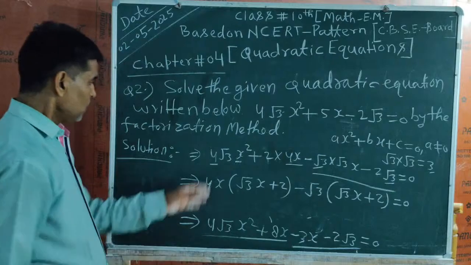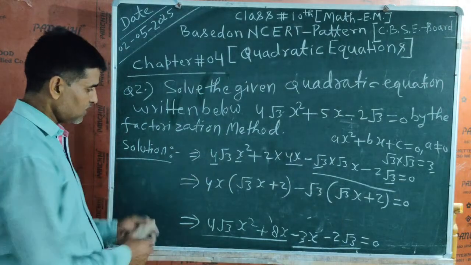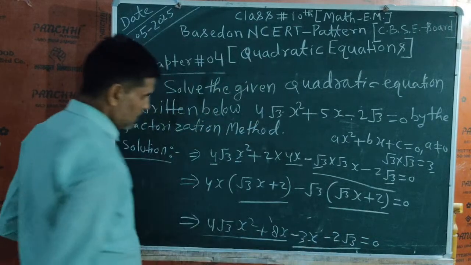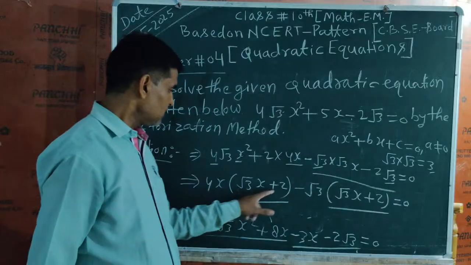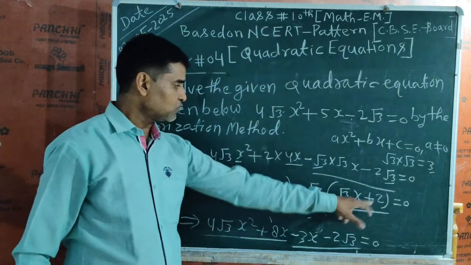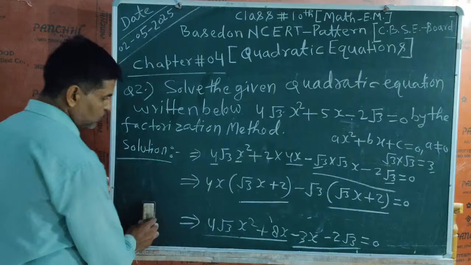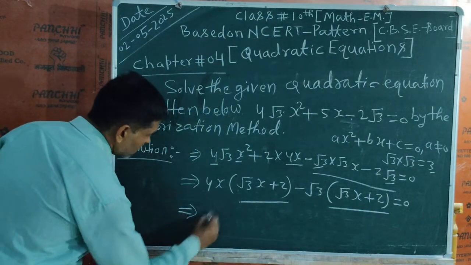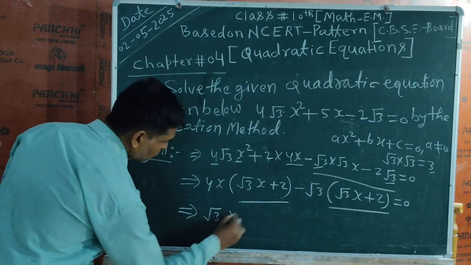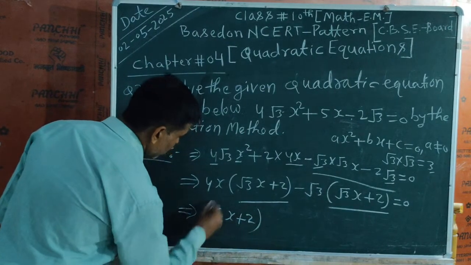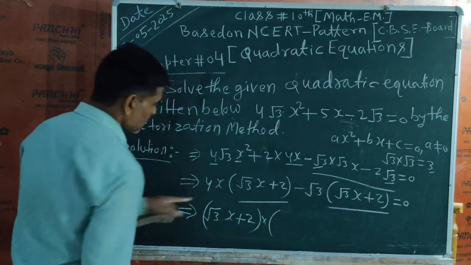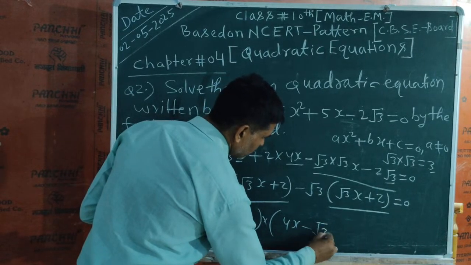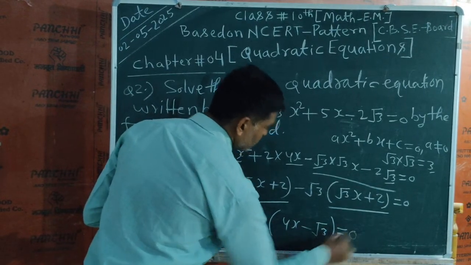Okay, student. So after this I have to write like this. Now in both terms I am seeing root 3x plus 2, root 3x plus 2, so again I am going to take common. Further I am going to erase this one. After erasing I will write like this: root 3 into x plus 2 in one bracket, and in the other bracket I will write 4x minus root 3, which is equal to 0.